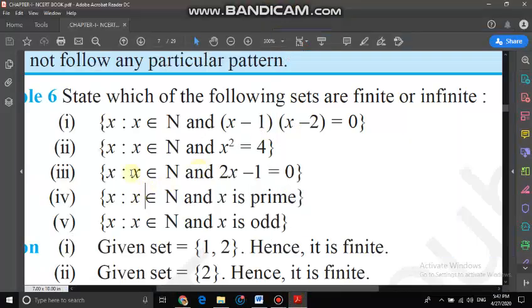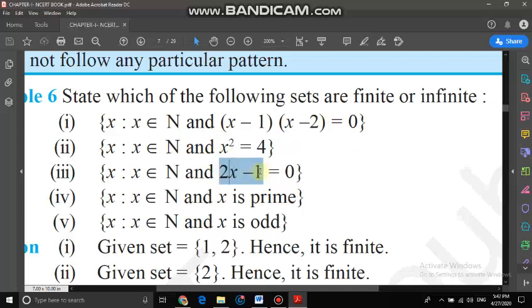If you take the examples here, state which of the following sets are finite or infinite. x belongs to N, (x minus 1)(x minus 2) equals 0. If I solve this equation, I'll get x value as 1 and 2. There are only two values which satisfy this equation, so it is finite. Then I have x square equals 4, where x is a natural number. There are only two values which satisfy x square equals 4: x is minus 2 and x is plus 2. But this is a natural number, so I cannot take minus 2. I have to take only plus 2. 2 square is 4, hence it is a finite set.